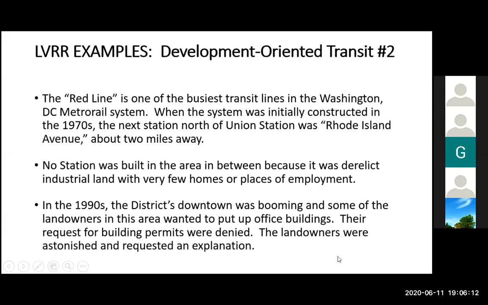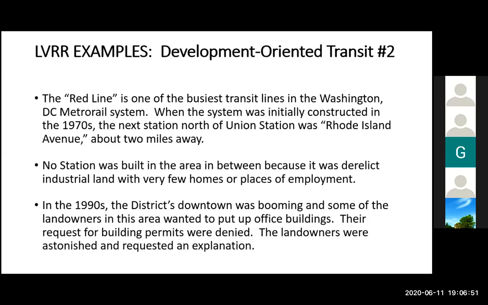The next example is yet another example of what I call development-oriented transit. In Washington, D.C., we have a metro rail subway system. The Red Line is one of the busiest transit lines in that system. And when the system was originally constructed in the 1970s, if you're going from downtown out on the Red Line, from Union Station, the next station out was at Rhode Island Avenue, which is about 2 miles away, which is a very long distance between stations in an urban area.